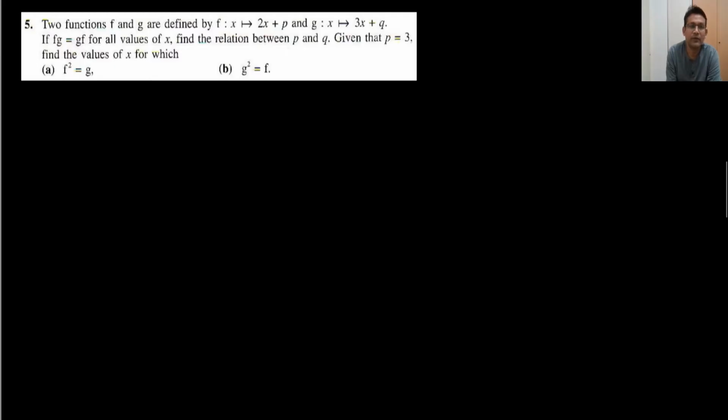So in question number 5, you can see that we have two functions, f of x and g of x. And the first requirement is, if fg is equal to gf for all the values of x, find the relation between p and q. And given that p is 3, find the values of x. So first we write f of x is equal to 2x plus p, and g of x is equal to 3x plus q.